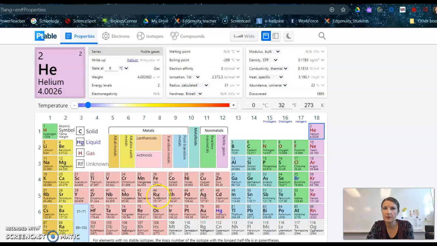Here is the periodic table that I put a link for in Schoology for you guys, and you can click on any of these elements and this information will come up for you. First of all, they'll have the atomic number at the top, then the symbol, the name, and then the mass number. So you can click on any of these elements to get that information. So that's a good resource if you weren't sure what some elements were.